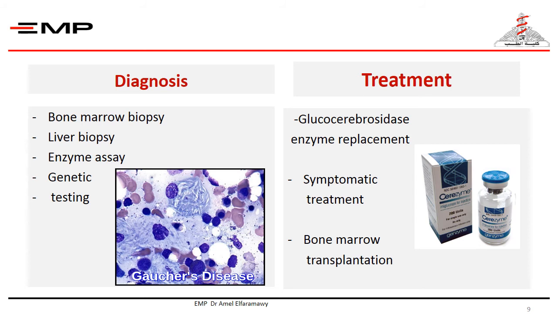Diagnosis is based on the presence of Gaucher cells in bone marrow and in the liver biopsy, low enzyme level in enzyme assay, and genetic testing for mutation in the sequencing of glucocerebrosidase enzyme. Treatment is available by glucocerebrosidase enzyme replacement, symptomatic treatment for the anemia and growth retardation, and bone marrow transplantation for selected cases.